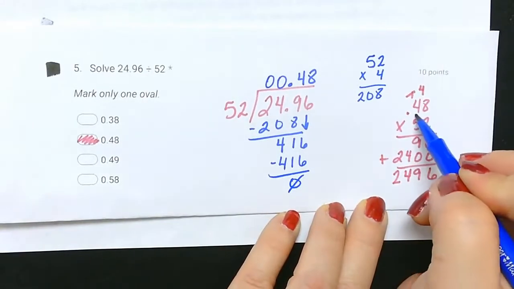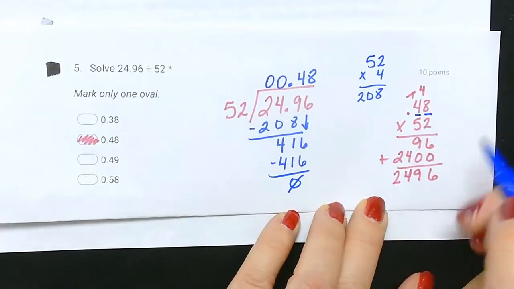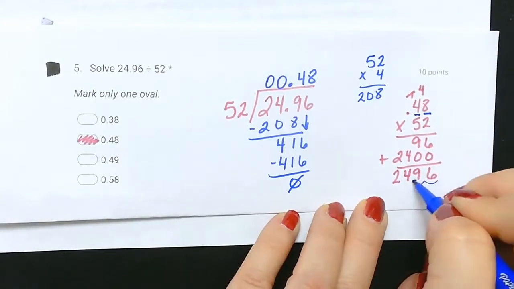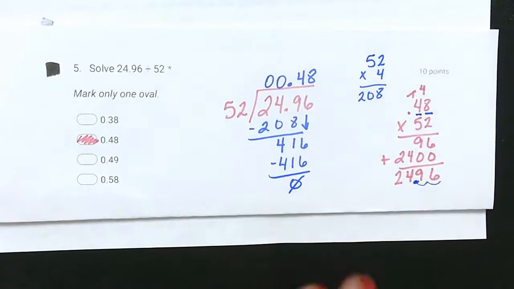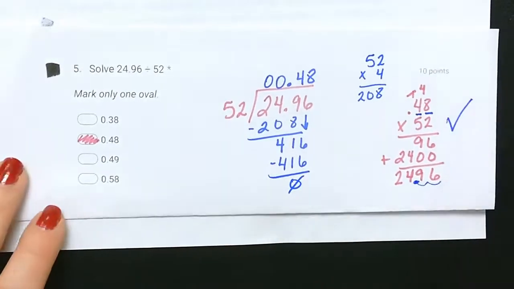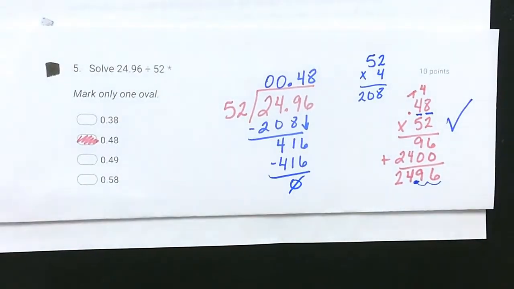2,496. But I've got to remember this was 48 hundredths I was multiplying by, so I should also have hundredths in my answer. And when I check my work, I can see that that does make sense, so 48 hundredths is the correct answer.